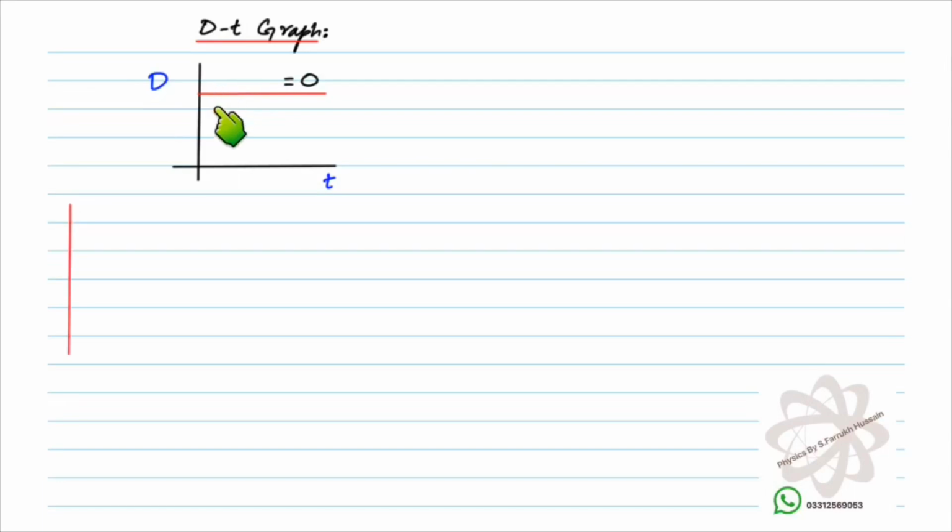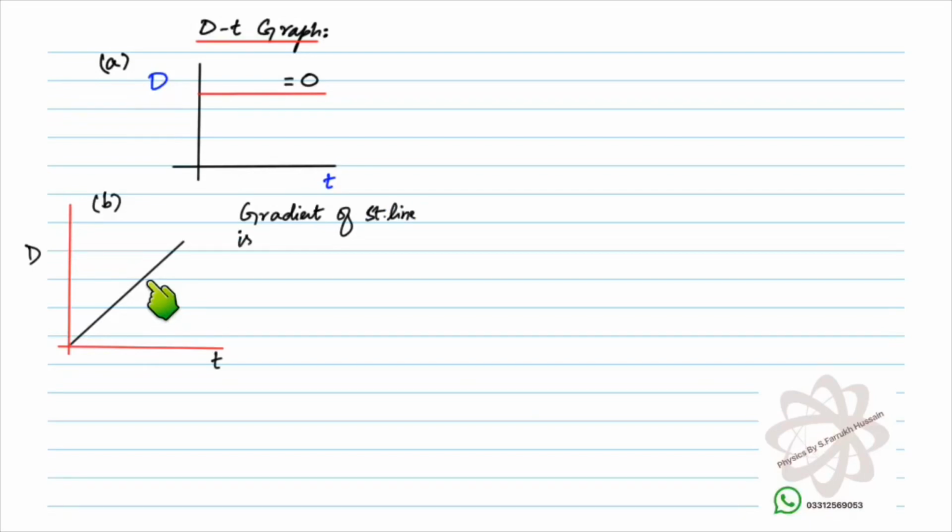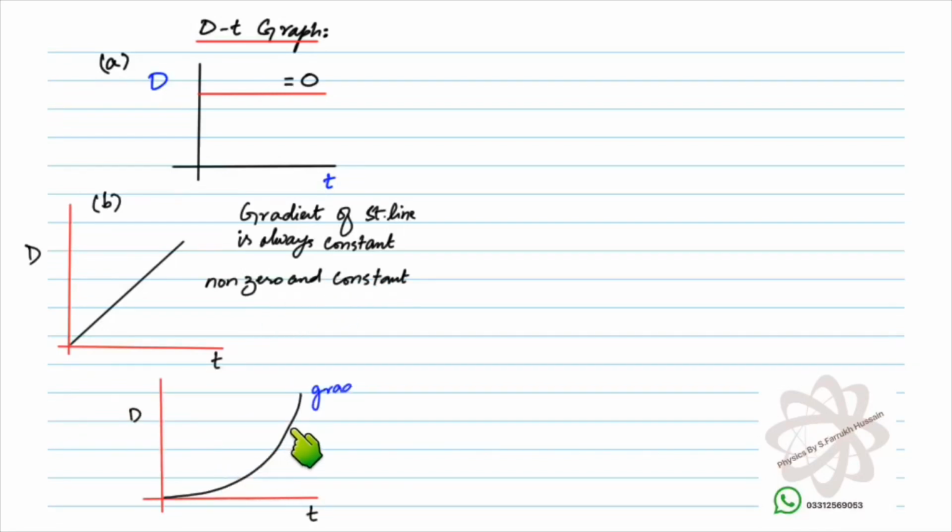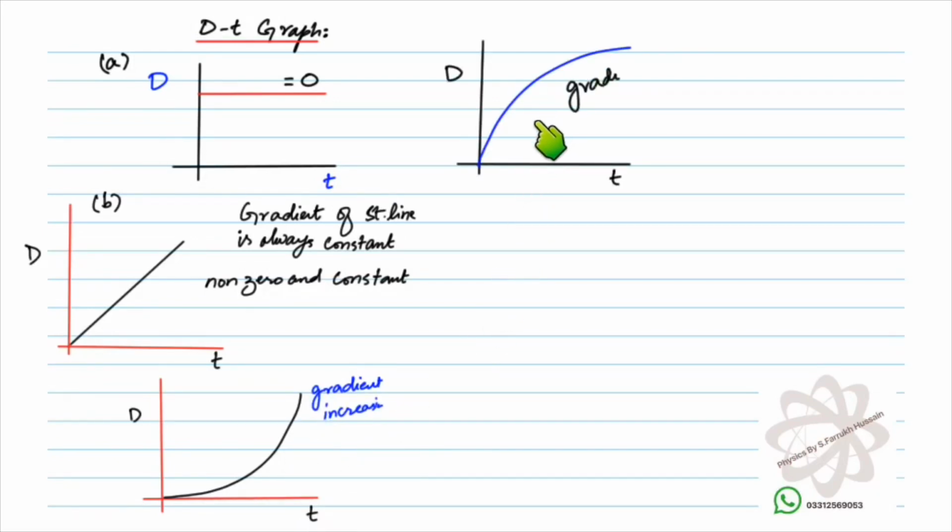dt graphs, which means distance-time or displacement-time graphs. This graph has zero gradient. This graph has constant, non-zero and positive gradient. The gradient of a straight line is always constant, right? Non-zero and constant. Gradient is increasing because the value of y is increasing at a greater rate as compared to time. Gradient is decreasing. You can also use the concept that the line is becoming vertical, that's why its gradient is increasing. The line is becoming horizontal, that's why its gradient is decreasing.